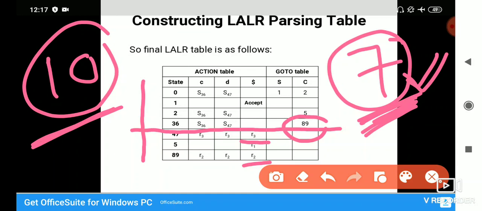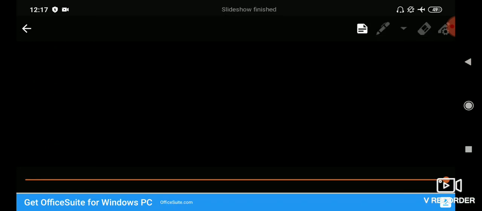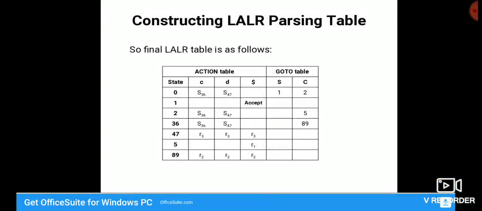In the next lecture I will take up the example part and we'll take up one string and try to process that string using this.